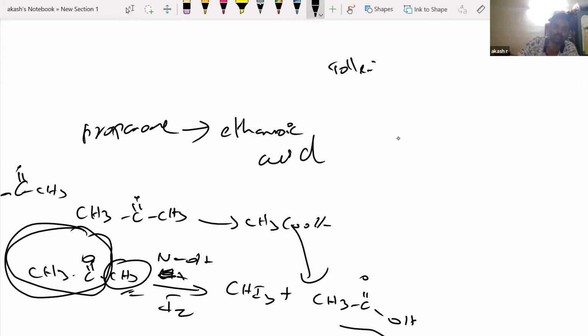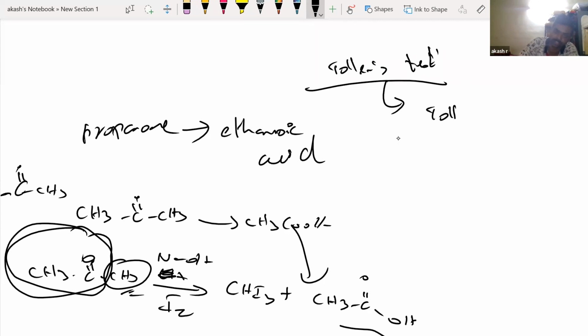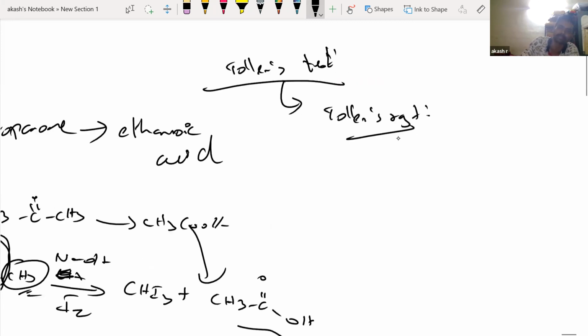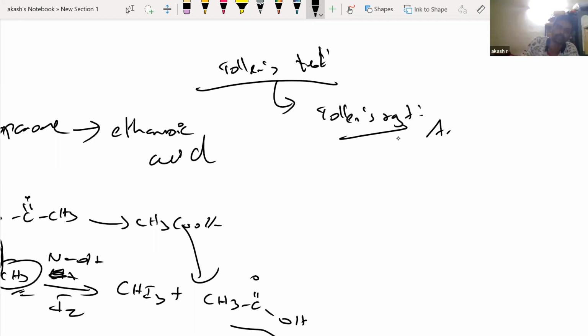Tollens test, what do we do? Right? First, tell me. Ammoniacal silver nitrate. Right, that is the Tollens reagent. Right, the Tollens reagent is what? Tollens reagent is ammoniacal silver nitrate. Okay. Now, what happens in this test?